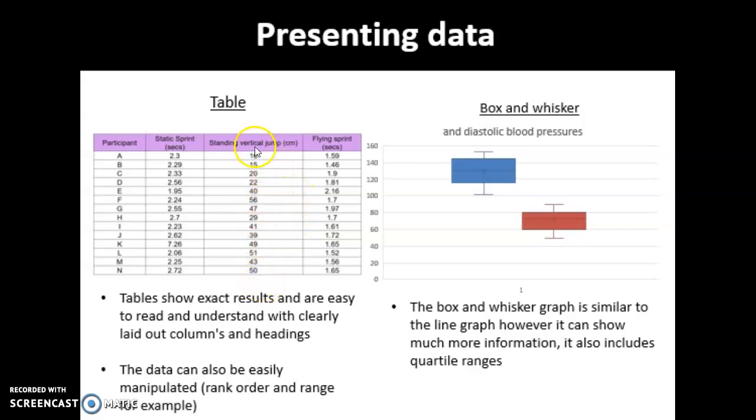So it's easy to put in rank of highest to lowest, or no, lowest to highest, sorry. And then you can take the range from this. You can get the mean, the mode, the median. You can take descriptive statistics from this data quite easily because it is laid out simply, whereas if it was laid out in a bar chart, for example, it would be harder to take those values. So that is a benefit.